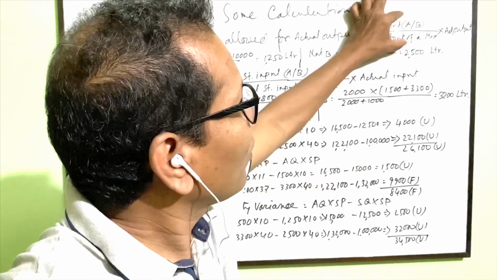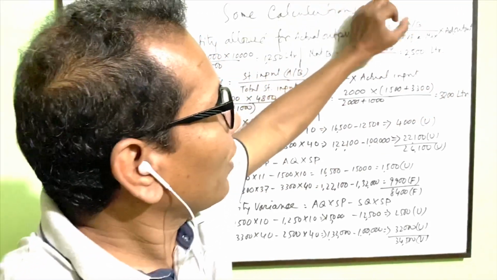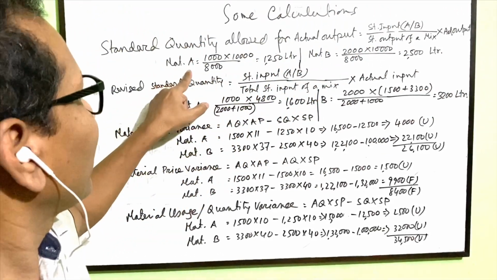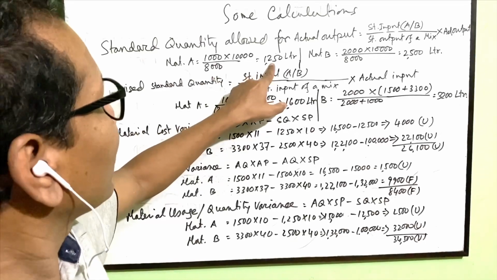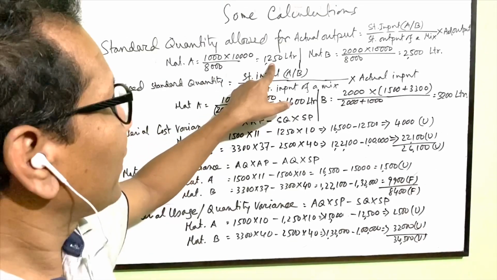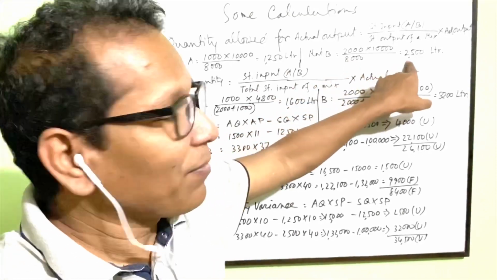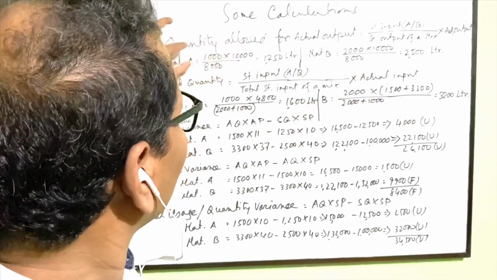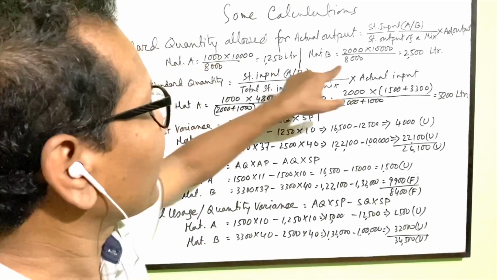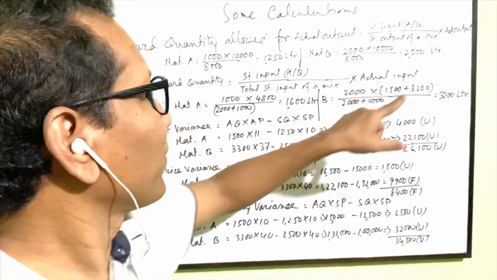So, this is the formula. From the formula we get metal A standard quantity 1250 liters and metal B 2500 liters. This is standard quantity for A and standard quantity for B.